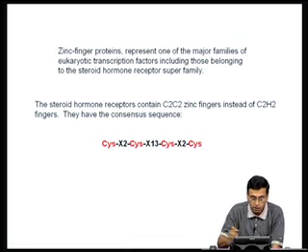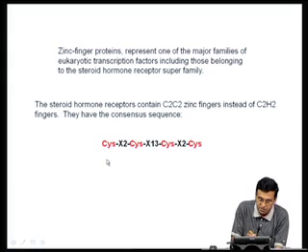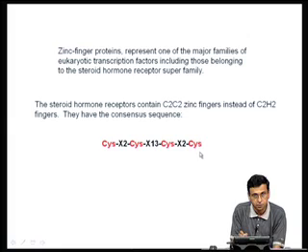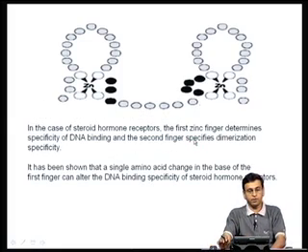The consensus sequence for this C2C2 kind of zinc finger is: you have the first cysteine residue separated by two amino acids from the next cysteine residue, and then you have 13 amino acids to form a loop, then another cysteine residue, two amino acids, and the next cysteine residue. So, this is the consensus sequence for the C2C2 kind of zinc fingers.